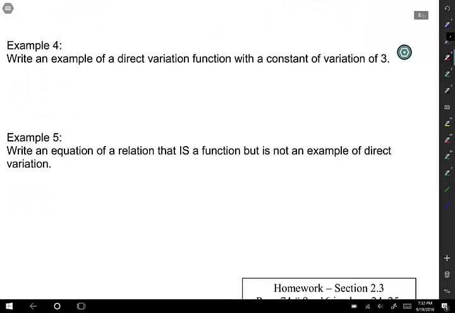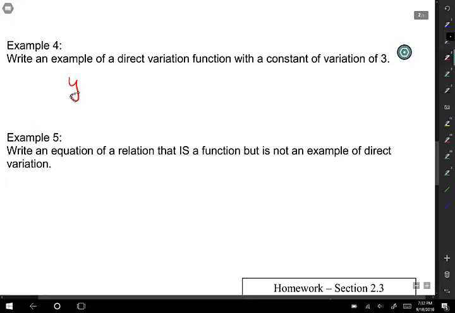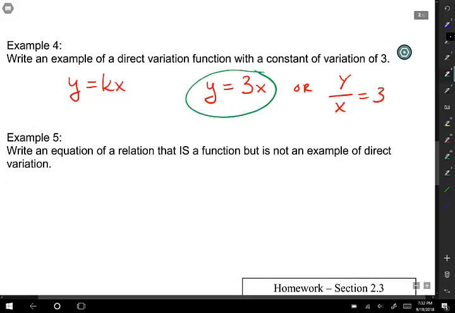Our fourth example is we're asked to write an example of a direct variation with a constant of variation of 3. Remember, our standard form is y equals kx. So if k equals 3, that means our equation is going to be y equals 3x, or y over x equals 3. I'm going to circle this one because this is probably the more normal procedure that you're going to see.